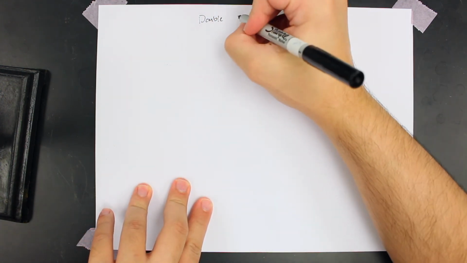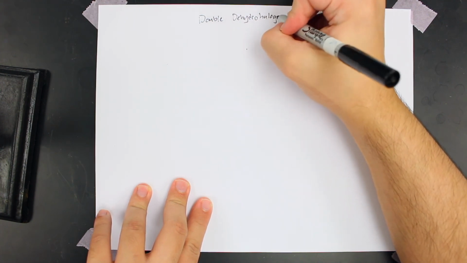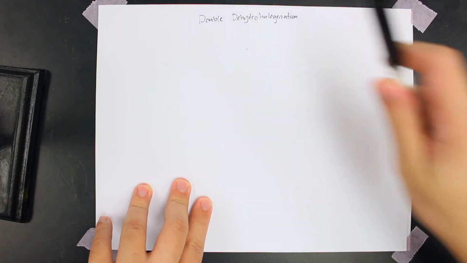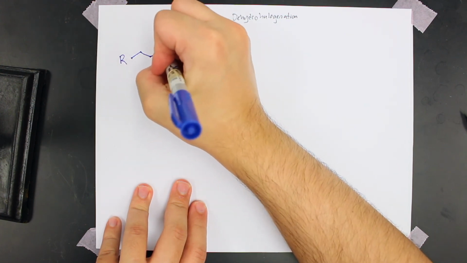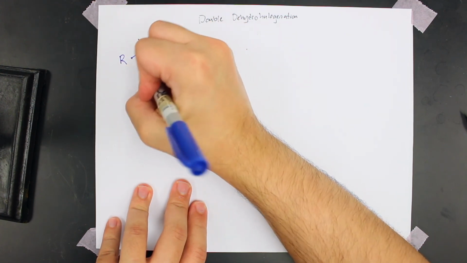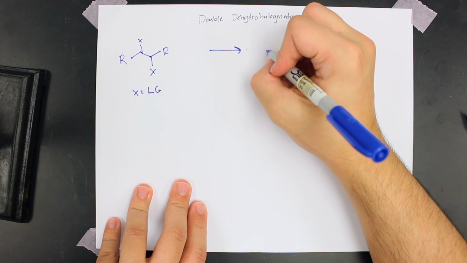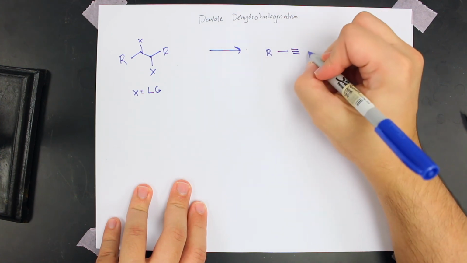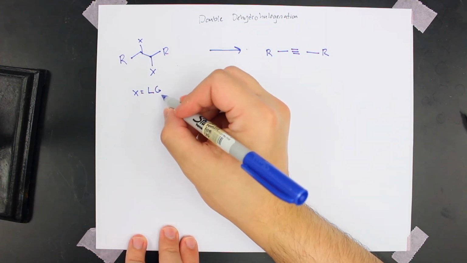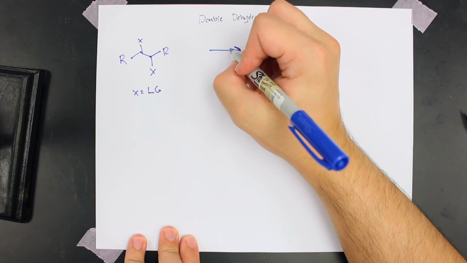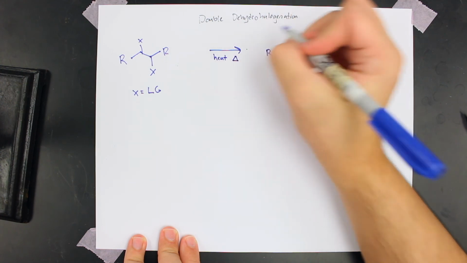So double dehydrohalogenation. In a generic sense, this reaction consists of some sort of dihalide, where X equals a leaving group, and you convert this molecule into a triple bond. And this leaving group is typically bromine or chlorine or some sort of halogen. This reaction proceeds well in the presence of heat, so you need to heat this reaction. Sometimes the heat is represented by the Greek letter delta.